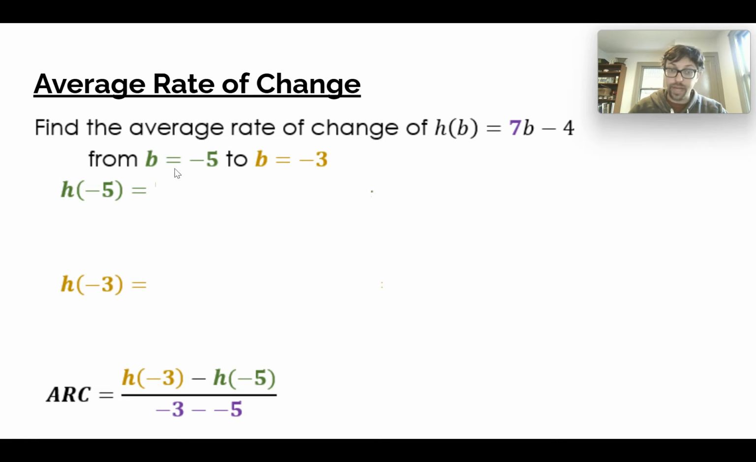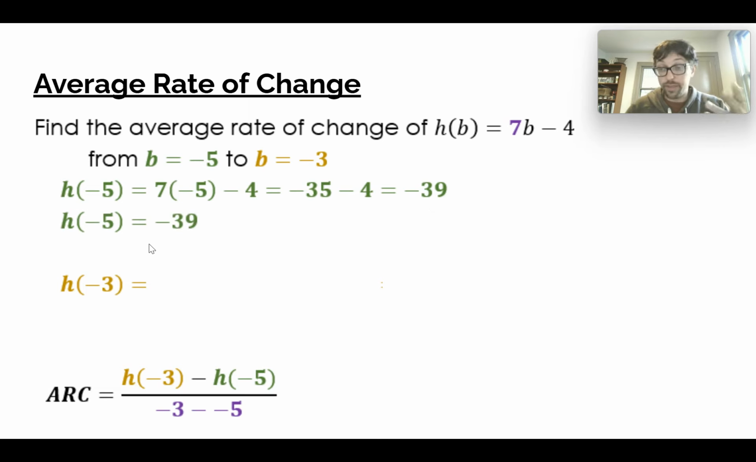So h of negative 5, we will put a negative 5 where b is. So that'll be 7 times negative 5 minus 4. 7 times negative 5 is negative 35 minus a 4. So we get negative 39 for what h of negative 5 is. It's going to be negative 39. I'll plug that in down here in a minute.